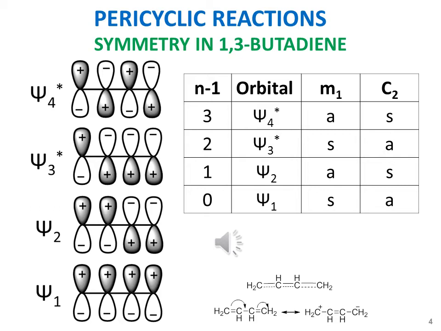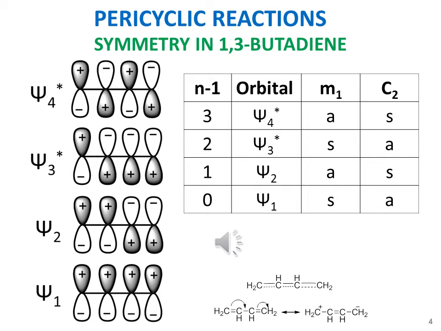If we talk about psi 4 star, the fourth antibonding molecular orbital, here n is equal to 4, so n minus 1 is equal to 3. So it has 3 nodes. If we talk about the symmetry of the p orbitals, the middle two have the C2 symmetry. In the table, for psi 4 star, in the C2 column I have written S. S means that the symmetry is present. And for M1, they are not the mirror image of each other, so the M1 symmetry is absent.